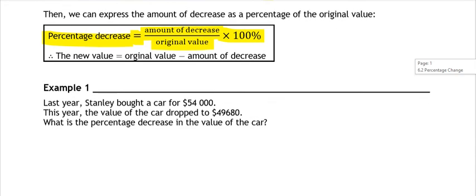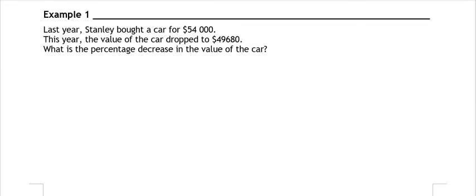Now let's start with example number 1. Let's read the question. Last year, Stanley bought a car for $54,000. Then this year, the value of the car dropped. So here is your hint that there is a decrease. This is 54,000, which is the original value or the original price of the car. And this one is the new price of the car. So the question is, what is the percentage decrease in the value of the car?